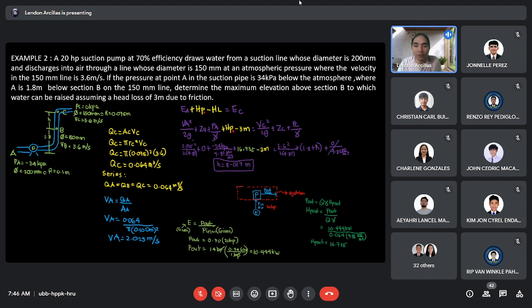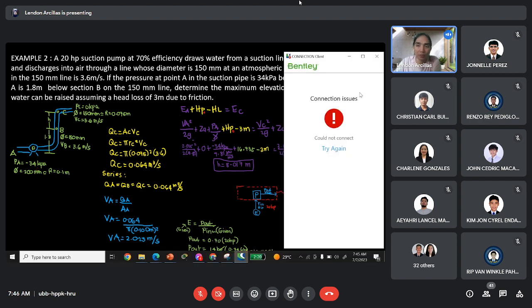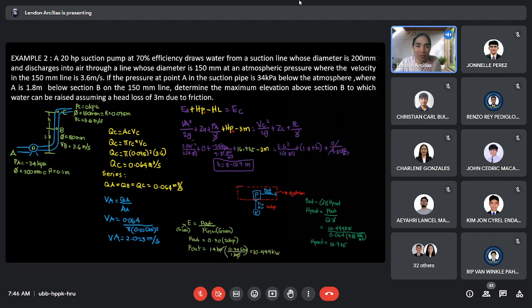Again, ang additional information lang dito, pag sinasabing atmospheric pressure yung pressure, magiging 0 yung gauge pressure natin, which is ito yung case ng point C. And pag sinasabing suction pressure, meaning negative yung ating gauge pressure. Kaya negative yung pressure at point A, and 0 yung PC.